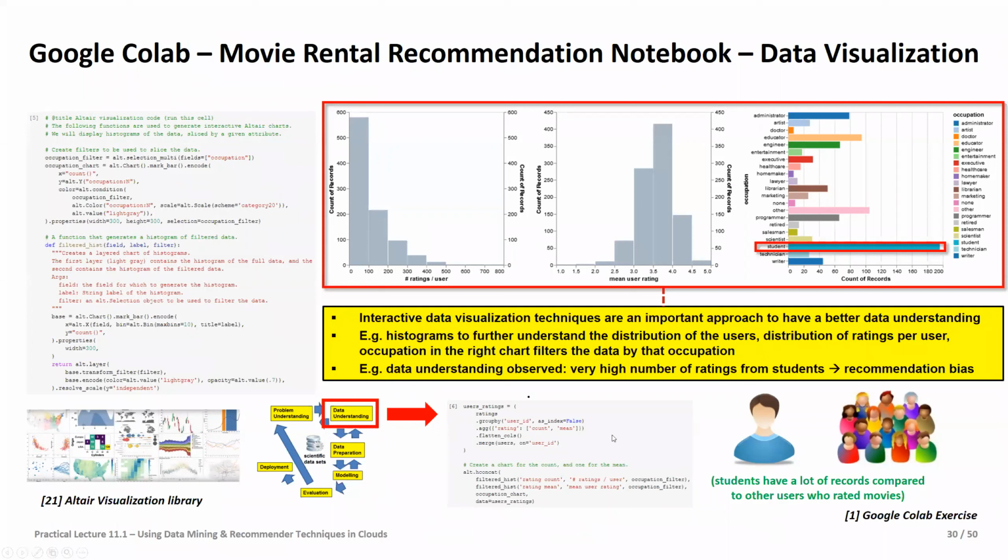Firstly, remember we have a slight student bias here, right? We see many more students have rated here than any other. Probably a professor put it out for students as an assignment to rate those movies. I don't know. But the point is this has implications on your data. And that's why the data understanding phase is often supported by data visualization, really showing this. And it's part of the data understanding phase.